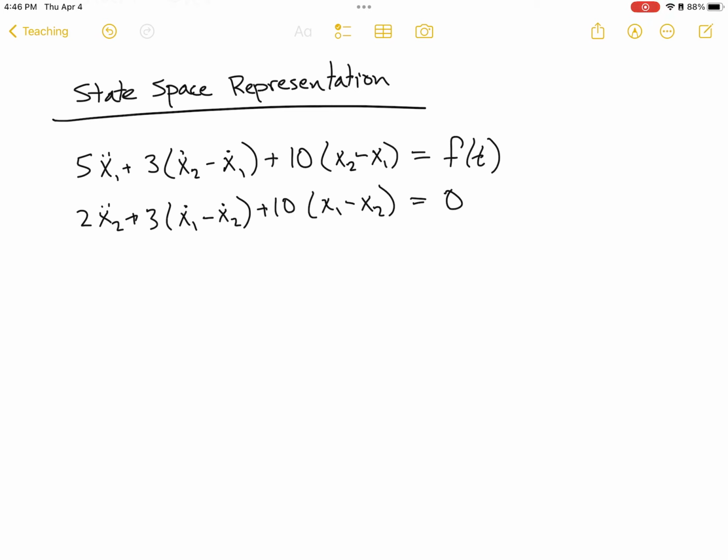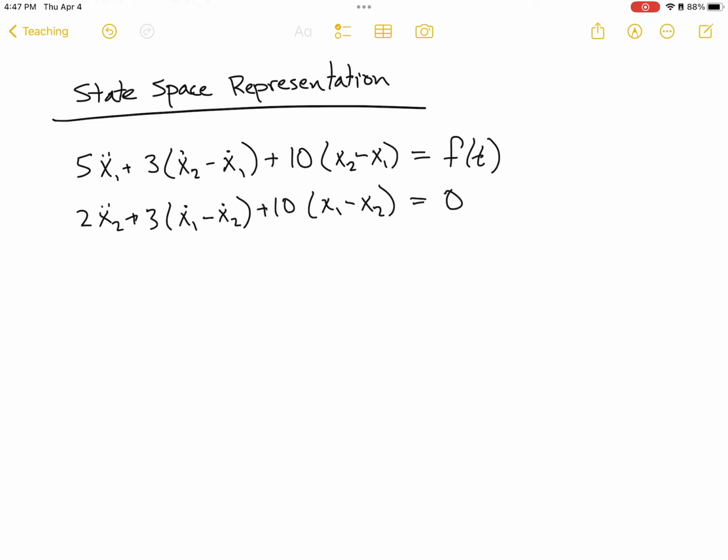In this video, we're going to be going back to our discussion of systems of coupled second-order differential equations and a new way of representing them and analyzing them mathematically that we're going to call state space representation. So we have here this example of a coupled second-order set of differential equations.